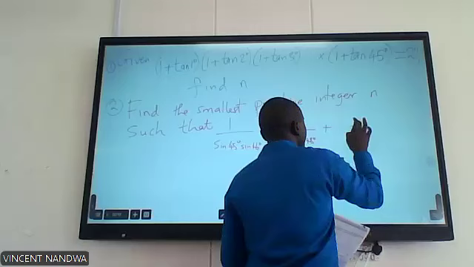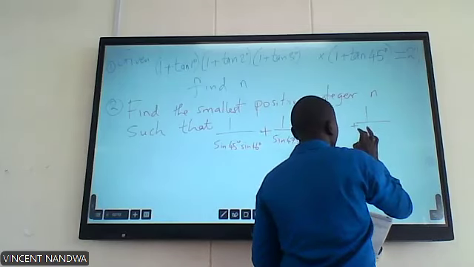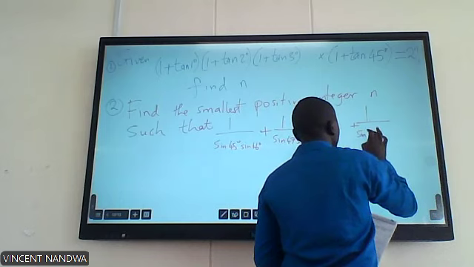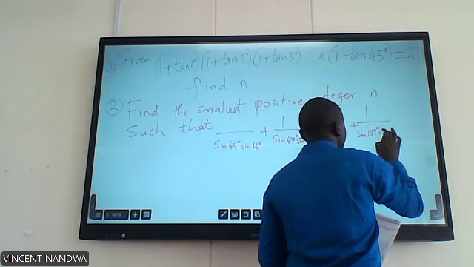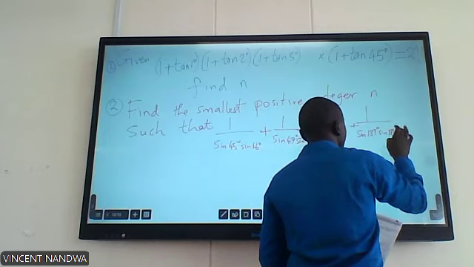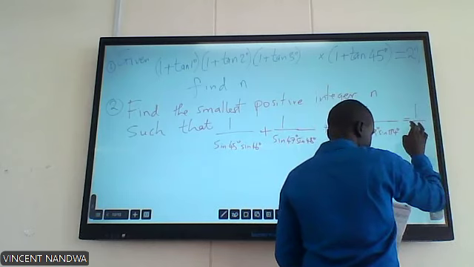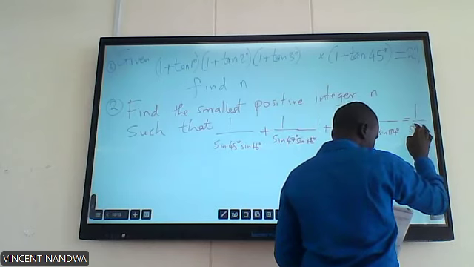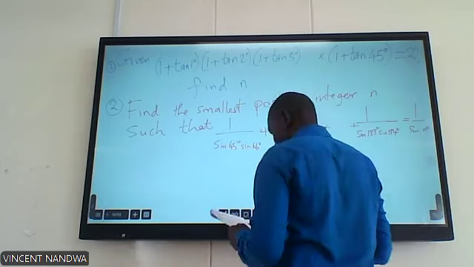plus other several terms, plus one over sine 133 times sine 134, is equal to 1 over sine n degrees.